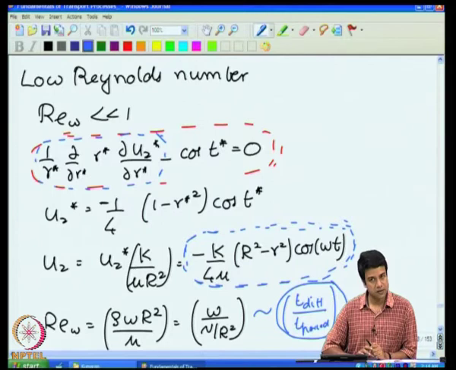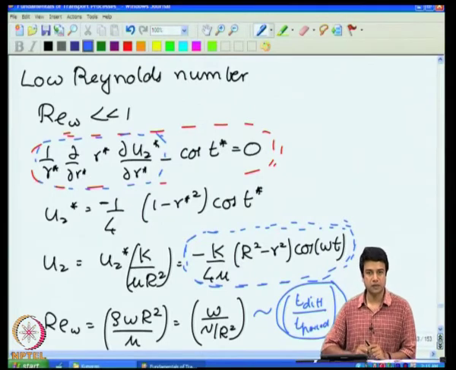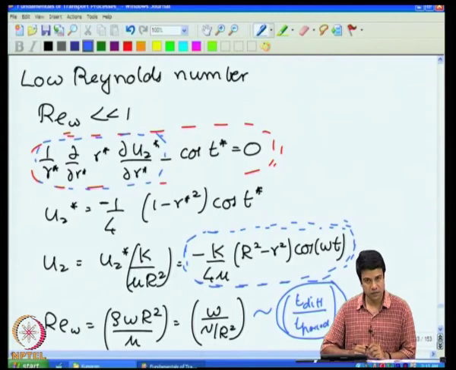And I had explained this to you on the basis of interpreting the Reynolds number as the ratio of two time scales. One is the diffusion time, the time it takes for momentum diffusion over a thickness of order r, that is r square divided by the kinematic viscosity. The second is the time period of oscillation. If the diffusion time is small compared to the time period of oscillation, then diffusion is instantaneous, and so the velocity field responds instantaneously to the applied pressure gradient.